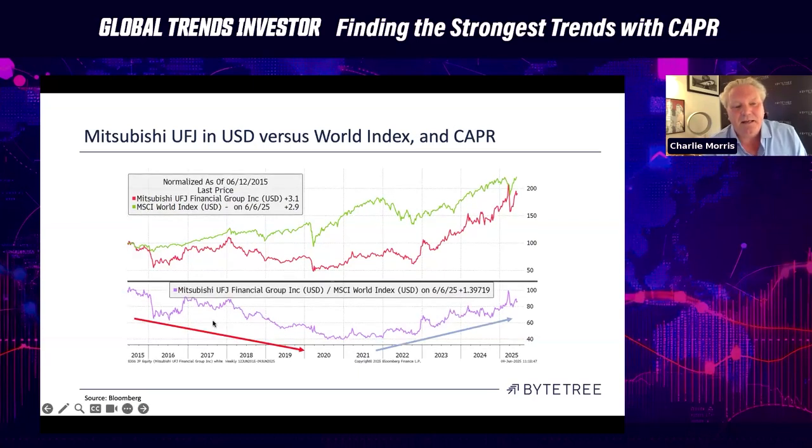But what's quite clear is between 2015 and 2020, UFJ was underperforming the world index, and then post 2021, it was outperforming the world index. And it's as simple as that.